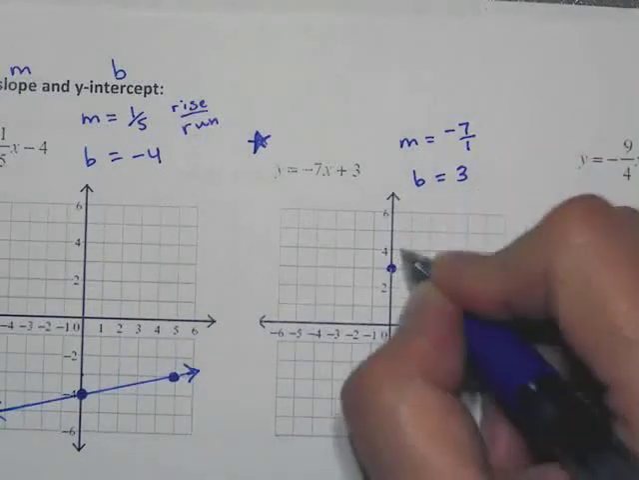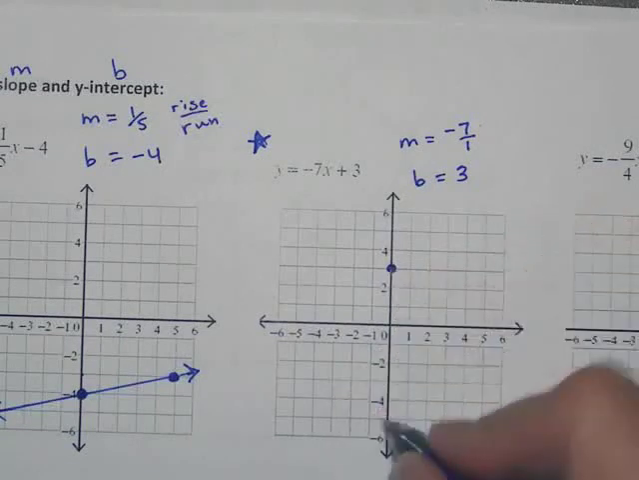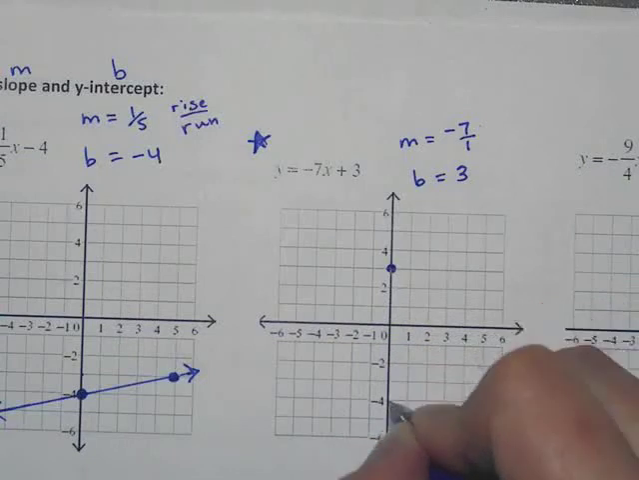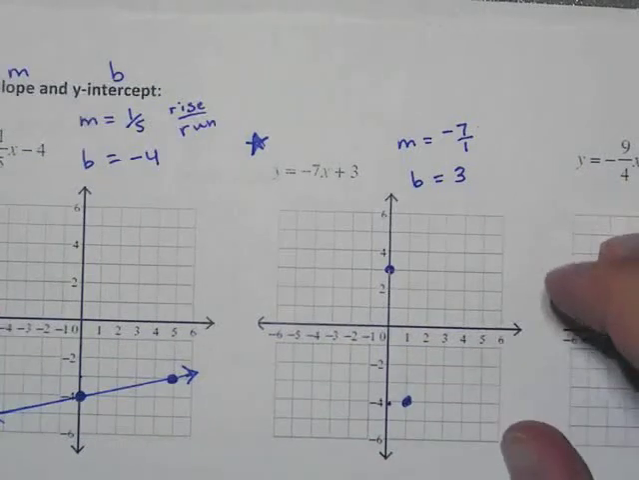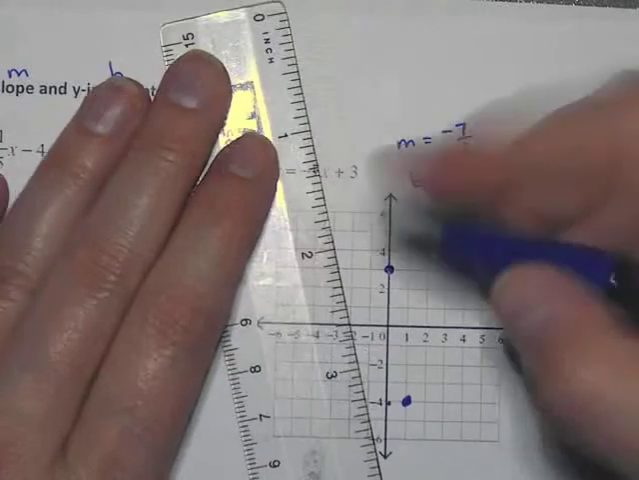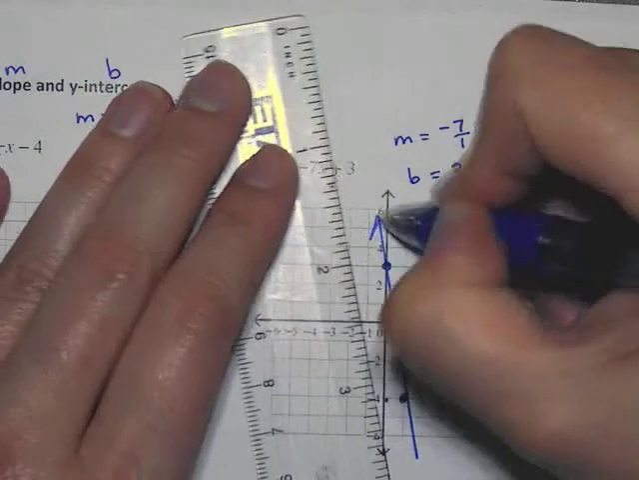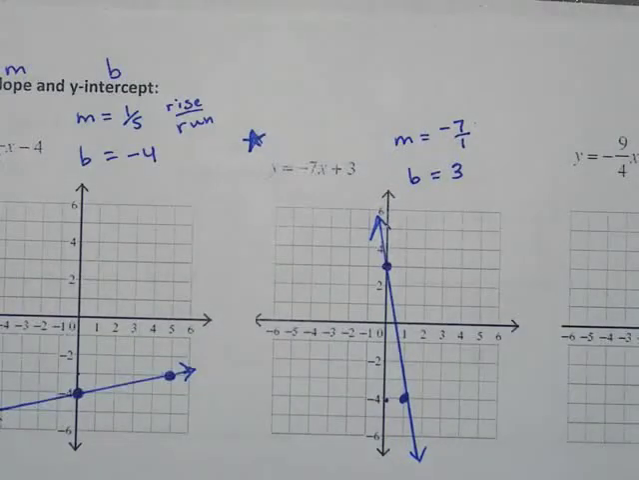This time though, if I'm going to rise -7, I'm going to go down 7. So 1, 2, 3, 4, 5, 6, 7. And then I'm just going to run 1, which is to the right 1. And something to always double check is when you have a negative slope, after you graph that negative slope, do you end up with a nice negative line like you would expect right here? And we see that we do end up with that negative line.